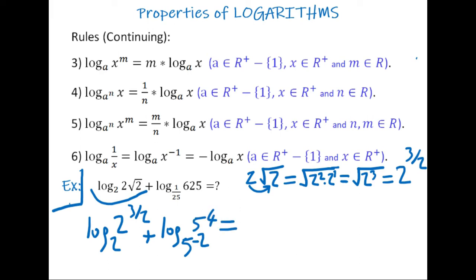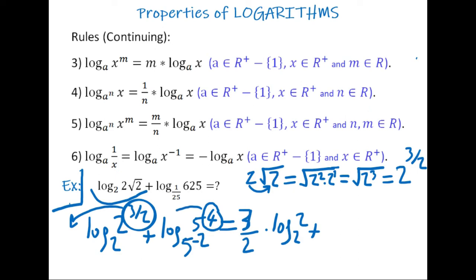So this is equal to, before logarithm actually, that 3 divided by 2 comes up front as a multiplication. So it's going to be 3 divided by 2 times logarithm of 2 in base 2, plus that 4 comes as a multiplication up front. So it's going to be 4 times, that negative 2 comes to the denominator, so it's going to be 1 divided by negative 2 times logarithm of 5 in base 5.